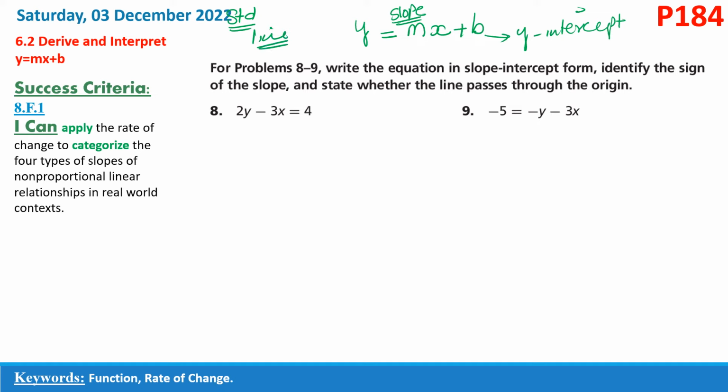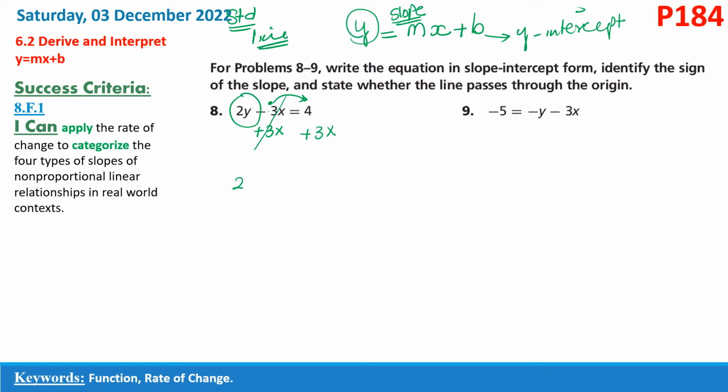So what do I mean by that? Keep the y on one side, and the rest bring on the other side. So keep the y here and bring the minus 3x to the other side. To bring it there, we write plus 3x here and on the other side also plus 3x. This minus 3x and plus 3x cancel.